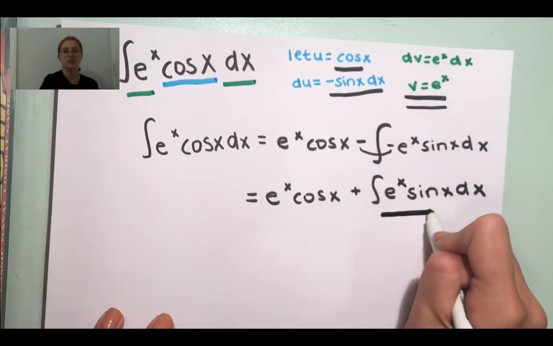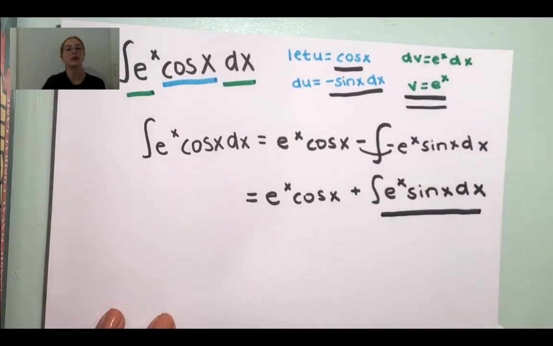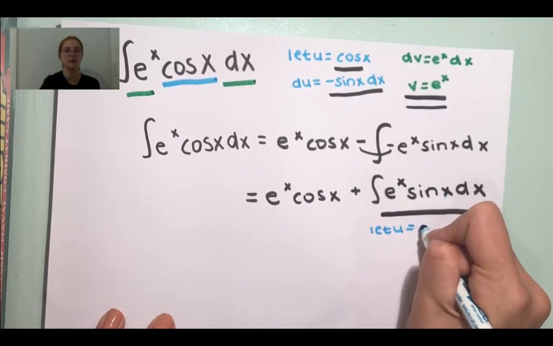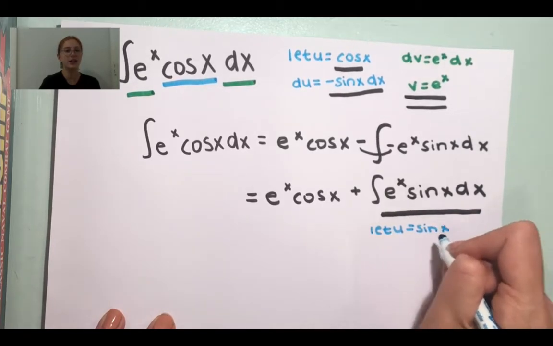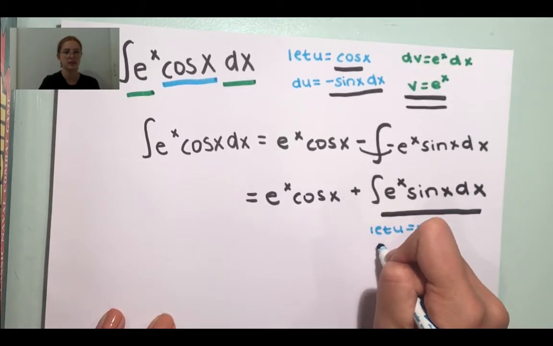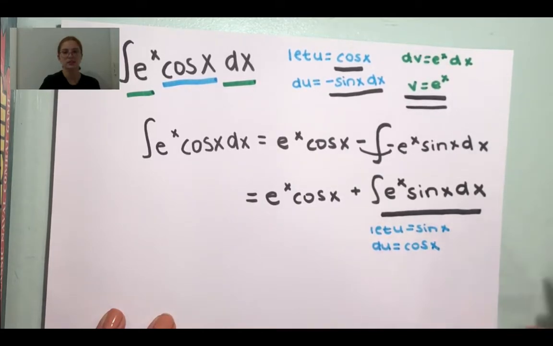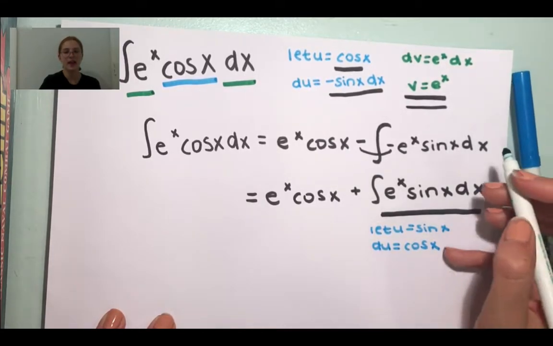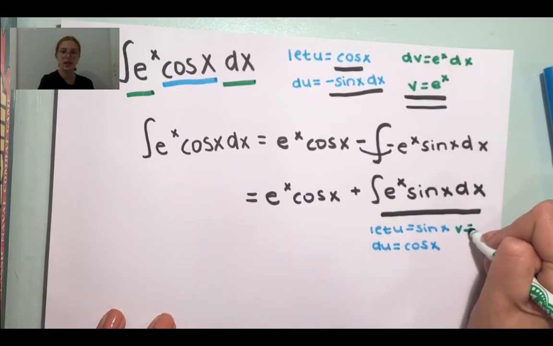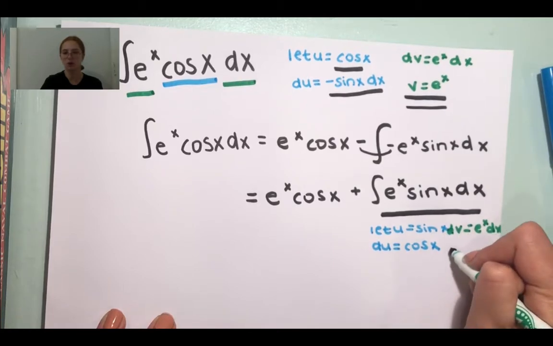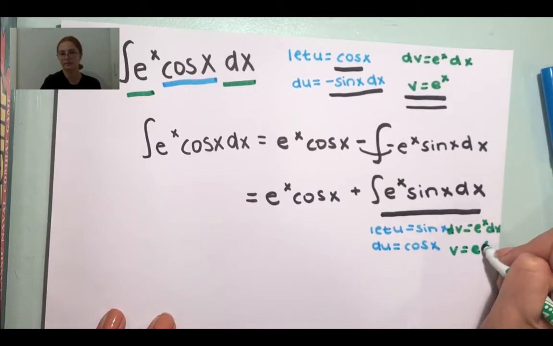Now we're left with the second integral, which we still don't know how to integrate, unlike in the first example. So we're going to have to do integration by parts again, following the same method. We're going to let u equal sine x, du equal cosine x dx. Then dv will equal e to the x again, and v will also equal e to the x.